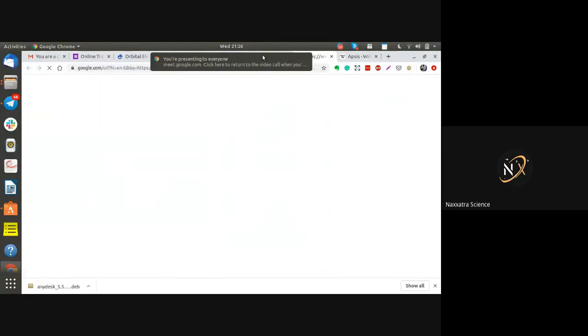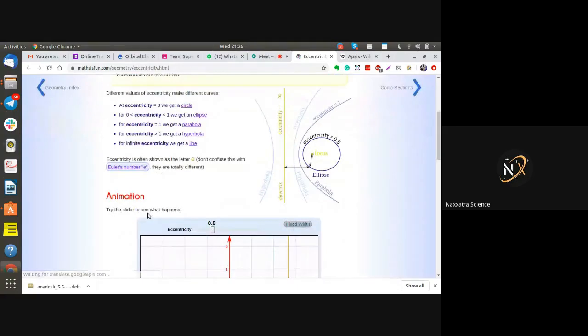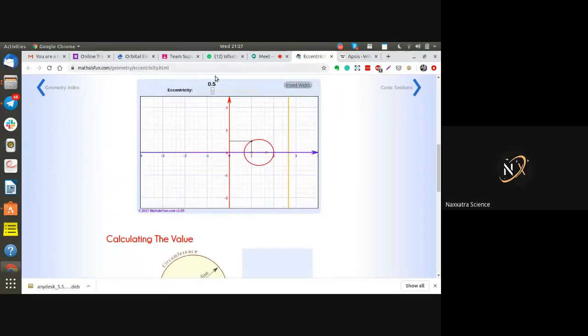Eccentricity, okay. If you scroll down a bit, you can slide the slider so it shows you. Oh, nice. So at one, it's a parabola. Oh, really? Okay. At 1, it's a parabola. It opens up.